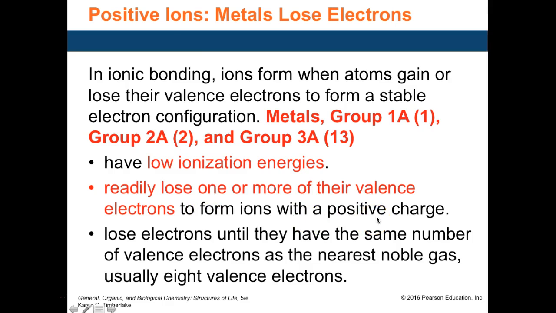All right. So metals form positive ions, and positive ions are referred to as cations. Okay, so metals form cations, or positive ions. They lose electrons until they have the same number of valence electrons as the noble gas that precedes them. All right, so they're usually going to aim for the octet. So if by loss of electrons they'll end up having an octet, right?